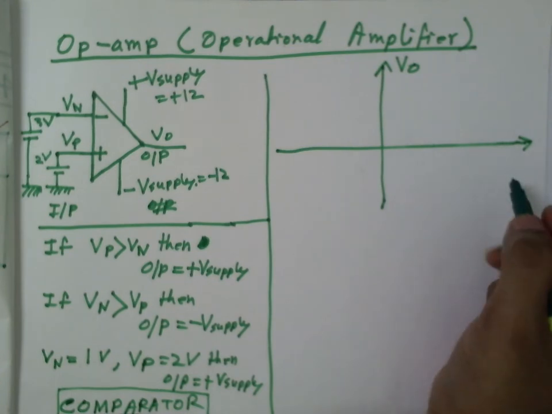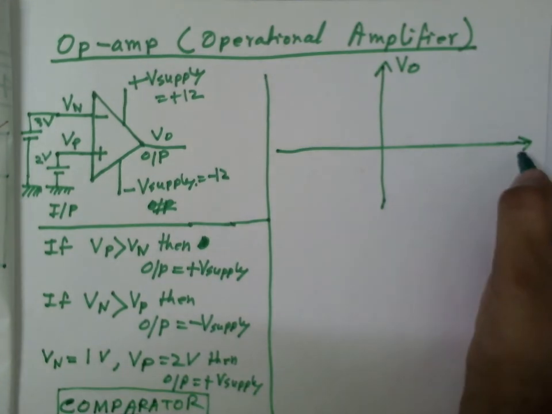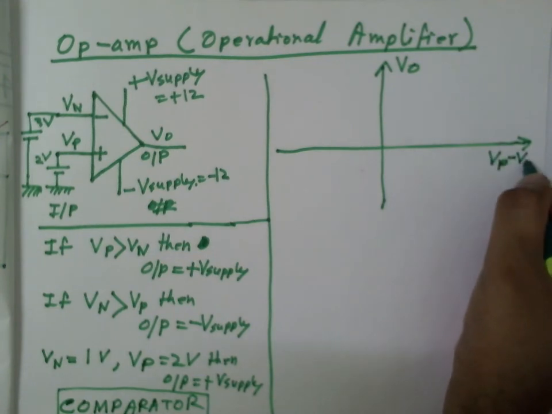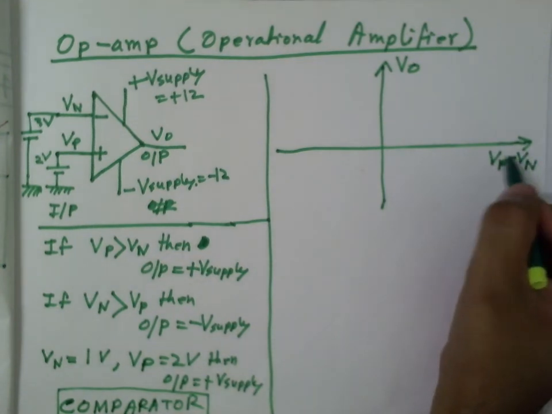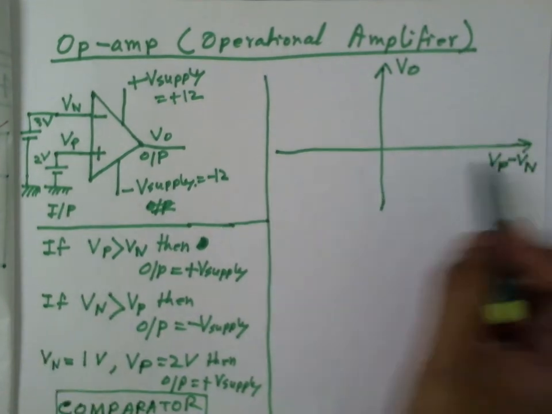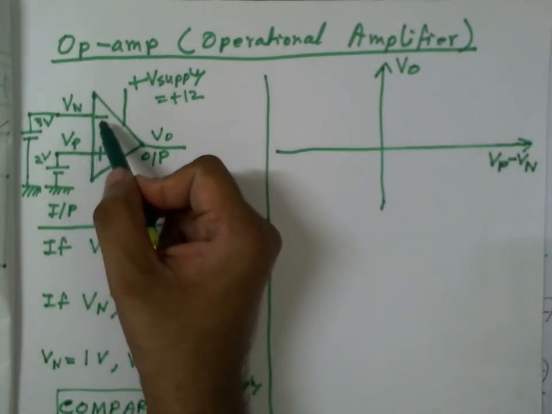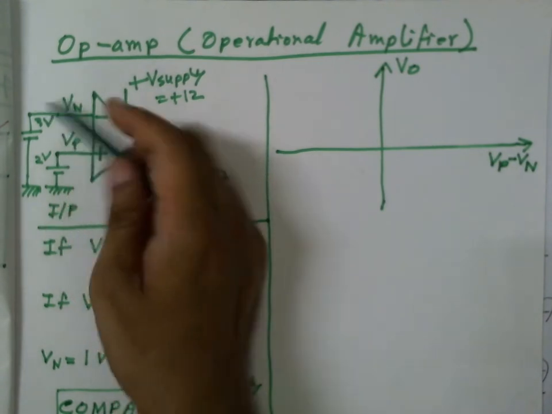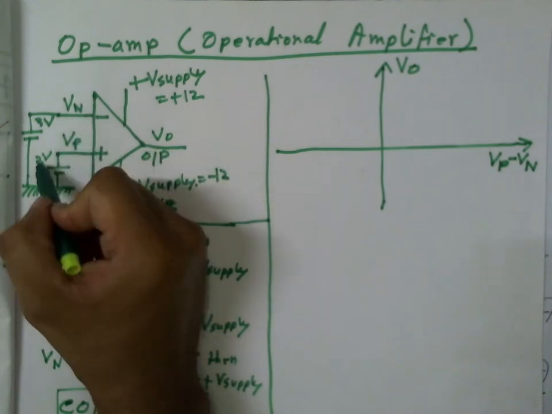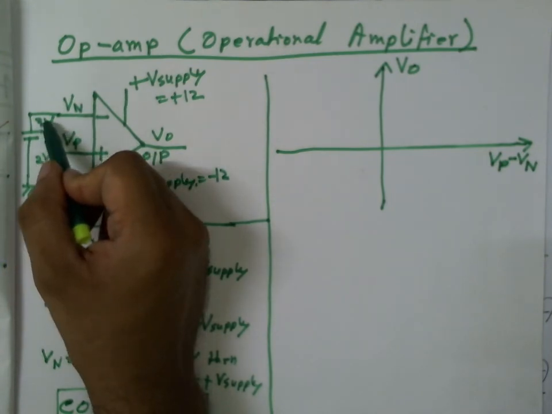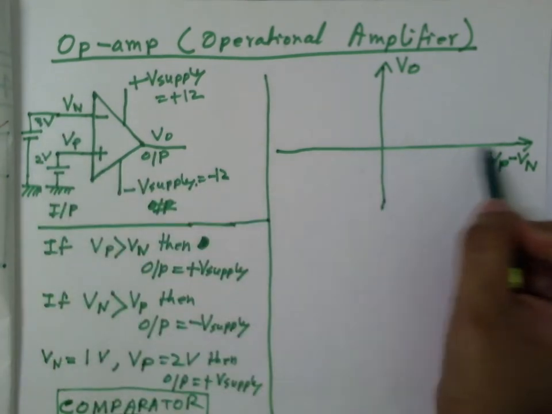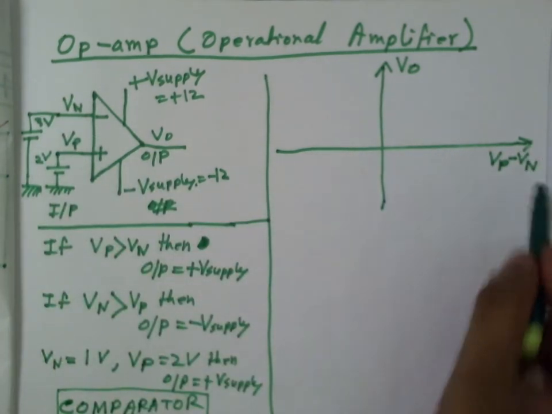I will use a trick. I will represent the value of Vp minus Vn as my x-axis. That is, the x-axis represents the difference between these two inputs, Vp minus Vn. So for this case, Vp minus Vn is 2 volt minus 3 volt, which is minus 1 volt. That we will represent along the x-axis, Vp minus Vn.